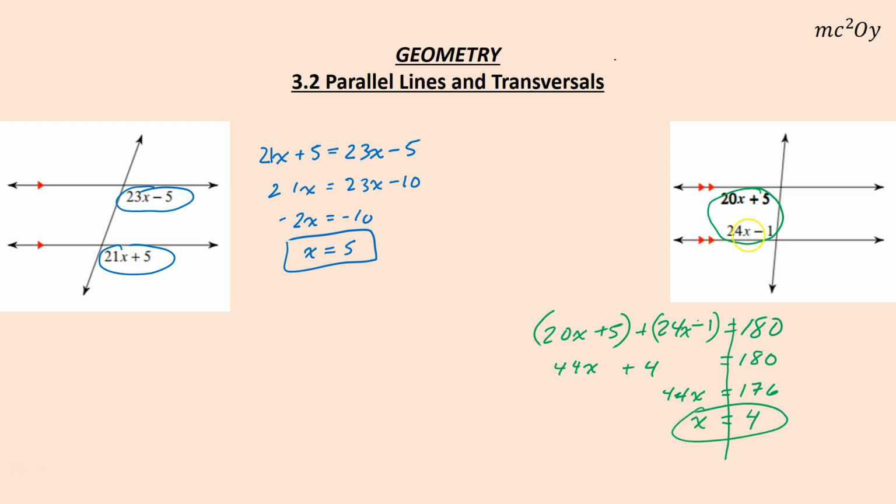And so we plug that in. 24 times 4 is 96, minus 1 is 95 degrees for this angle on the bottom. And then 20 times 4 is 80, plus 5 is 85 degrees. And 85 and 95 combine to make 180 degrees. So we're good to go there.